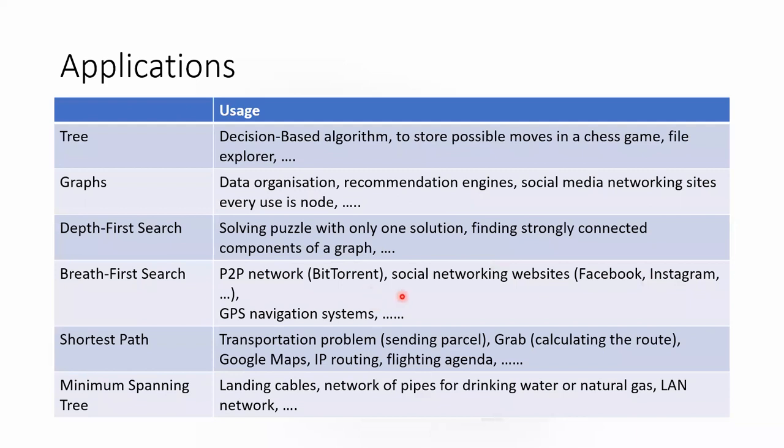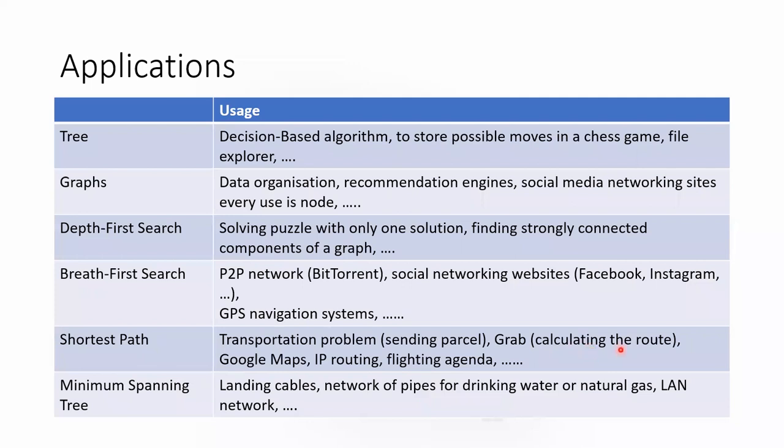And next, GPS navigation systems. It is also, you can use a breadth first search. Then next one, we go to the shortest path. So what are the applications? Transportation problem, like in a parcel company, you try to save some oil money, or you're trying to be more efficient so you can send more parcels. You can calculate, from one destination to another destination, what is the shortest path to send the parcels.